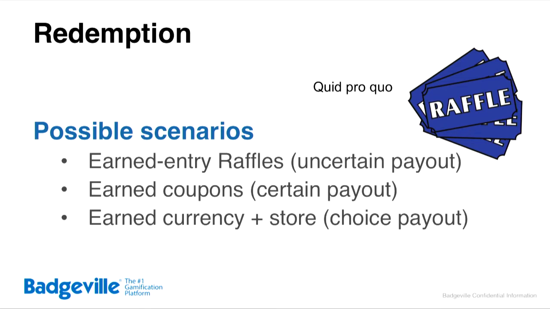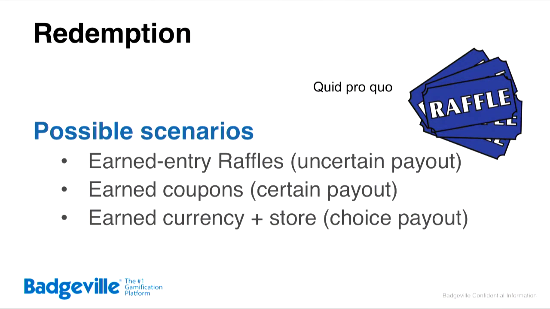There's really three ways of looking at redemption. There's earned entry raffles. The idea here is that I do a certain amount of effort, I get in, but I have an uncertain payout. The nice thing about these is that you can offer a much bigger reward because you're not rewarding everybody, you're just rewarding a random winner. The problem is that it's uncertain, right? I may do all this work and get nothing for it.